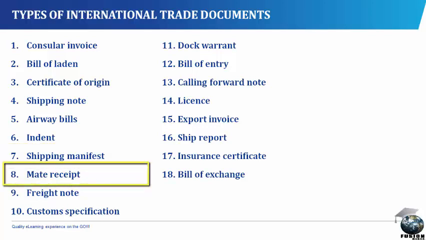Mate receipt. Mate receipt is a document used when goods are loaded on a ship by lighter. This is usually signed by an authorized officer of the ship, stating that the goods are received in good condition. This document will be exchanged afterward for a bill of lading.